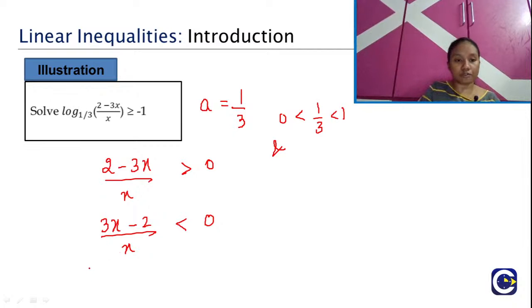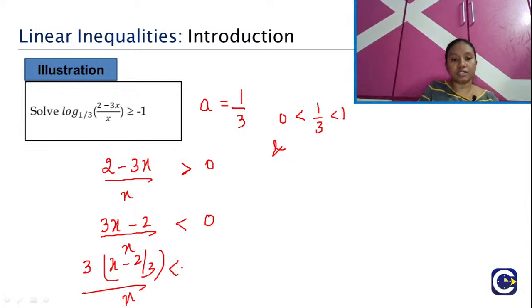I have to make the coefficient of x equal to 1, so I'll take 3 common. This will be (x minus 2 by 3), and here x less than 0. I am dividing by 3, so it becomes (x minus 2 by 3) divided by x less than 0.